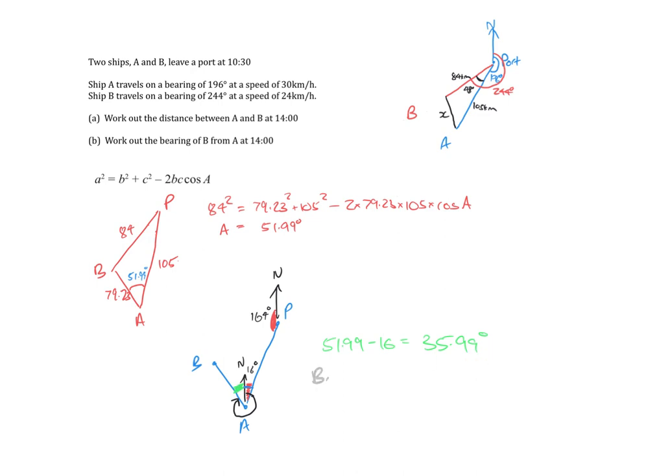So the bearing of B from A is 360 minus 35.99, which is 324.01 or 324 degrees.